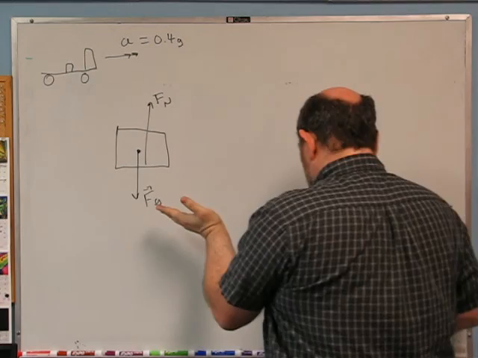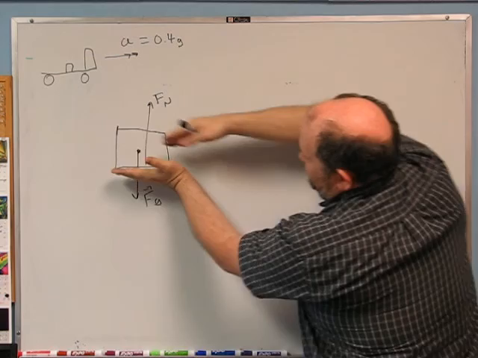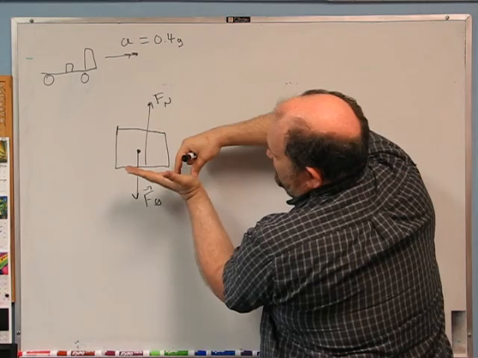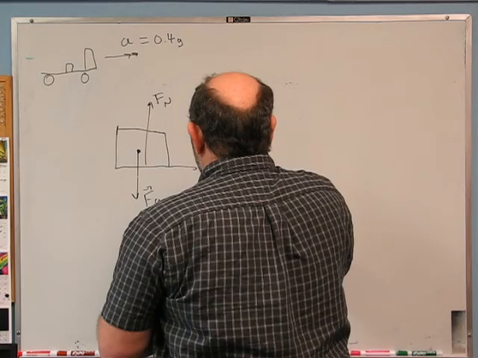Well, the truck bed's moving this way, it's going to try and pull the crate with it. The crate, relative to the truck bed, would be moving backwards, so friction's going to oppose that. So friction is going to go this way.